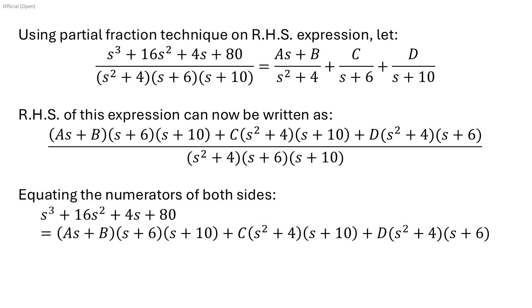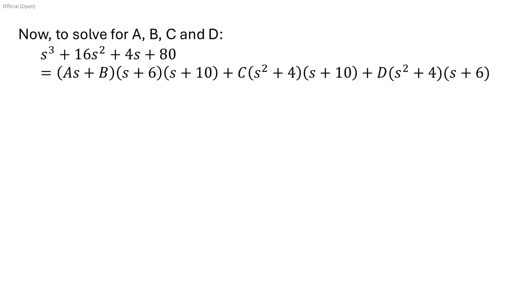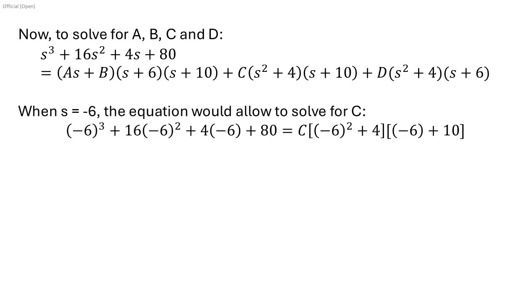Now combine the 4 terms on the right-hand side, to obtain a single rational term. Now, equate the numerator on either side of the equation. And it is now possible to solve for the 4 unknowns, a, b, c and d. Examining the right-hand side of the equation, to check for easy way to solve for the unknowns. To solve for c, let s be equal to -6. Substitute for s in the equation.